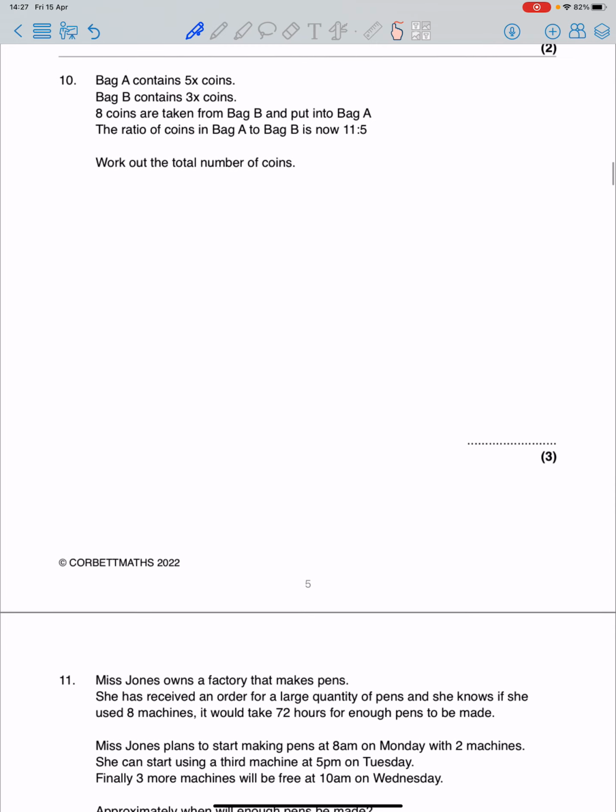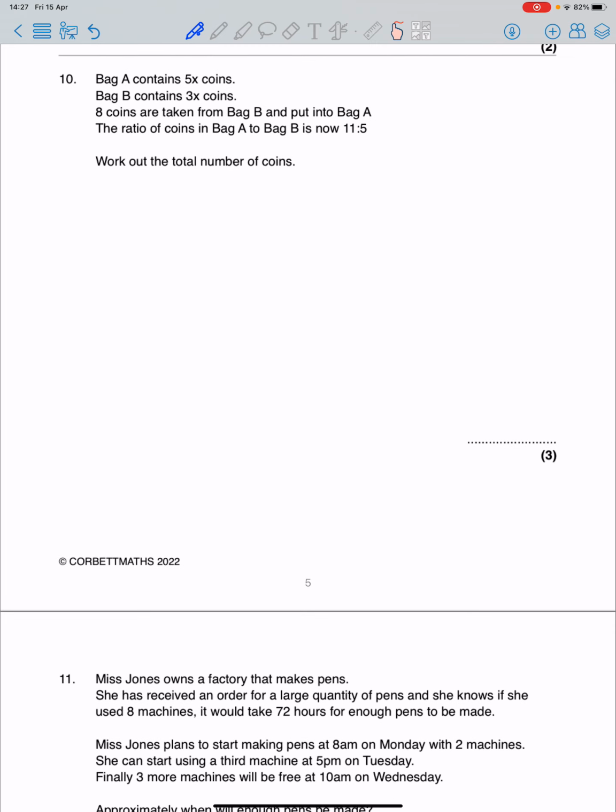So there we go. Next, bag A contains 5x coins. Bag B contains 3x coins. 8 coins are taken from bag B and put into bag A. Well, if 8 coins are taken from bag B, that means that in bag B, we now have 3x minus 8 coins. And then bag A gains those coins. So then that means that bag A now has 5x plus 8 coins.